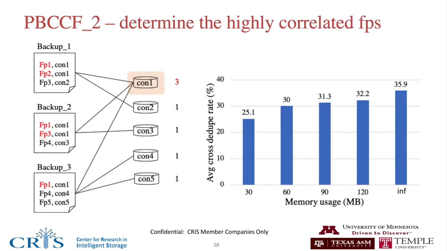However, not all the fingerprints of the candidates can contribute to the DDU process. To improve the effectiveness of the fingerprint prefetching, the number of times each container is shared by the candidate backups is counted, as an example in the left figure. The fingerprints marked in red, whose containers have high counts, are prefetched to memory for dedupe. We evaluate the dedupe performance by varying the memory size from 30 MB to 120 MB for prefetching, which is shown in the right figure. From the results, we can see the PBCCF has only 3.7% less DDU rate when using only 120 MB compared to prefetching all the fingerprints, which requires terabytes of memory.